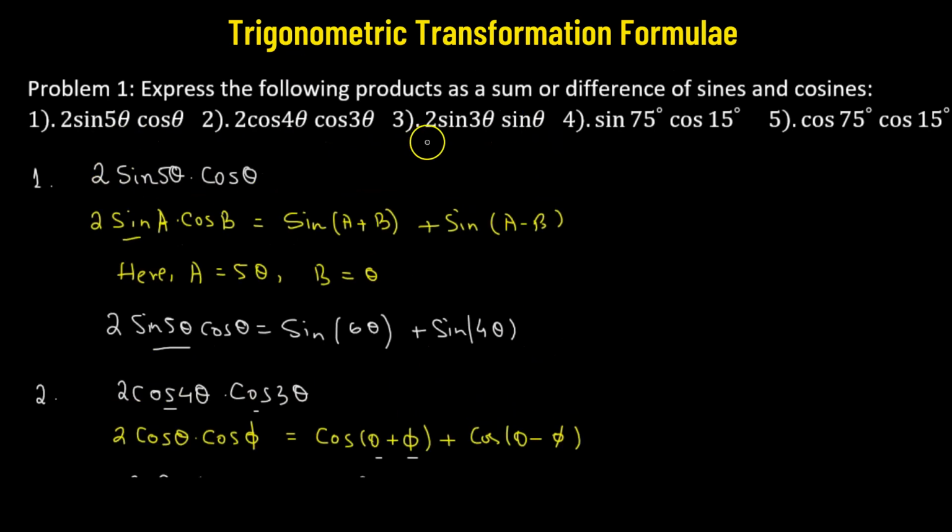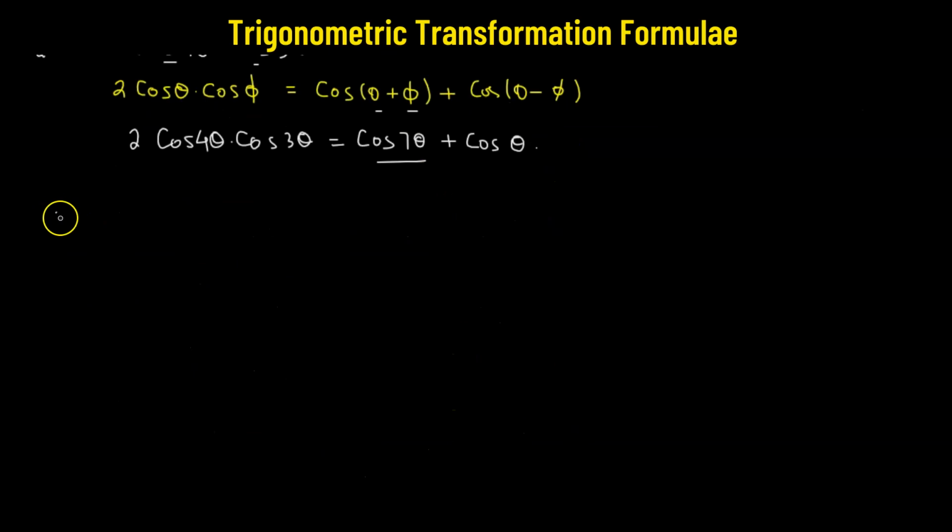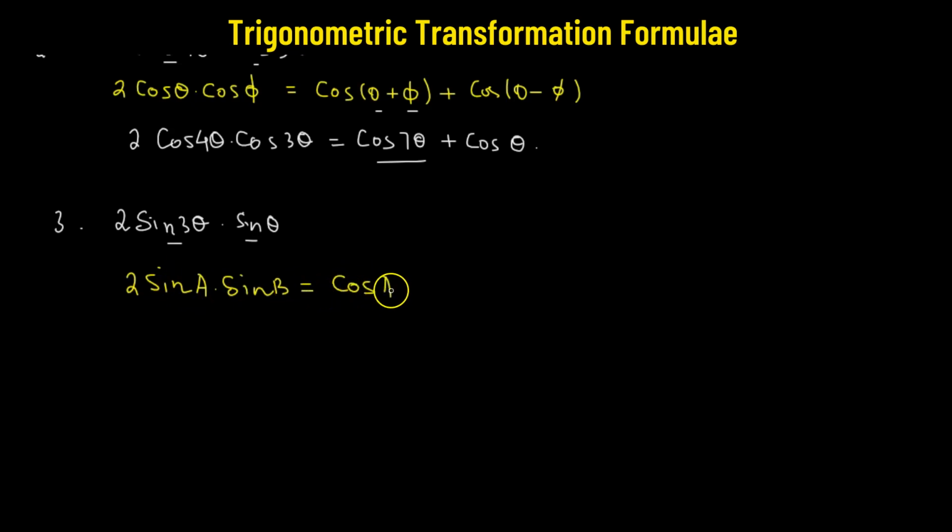Moving on to the next one, we have 2 times sine 3 theta times sine theta. Now this time we have the product of 2 sine functions. Whenever we have the product of 2 sine functions, that means 2 times sine A times sine B, this must actually be the difference of 2 cosine functions. We have cosine of A plus B minus cosine of A minus B. However, we have to be a little bit careful here. There is a negative sign involved here, meaning we have to multiply both sides by negative. So we'll take care when we do the problem.